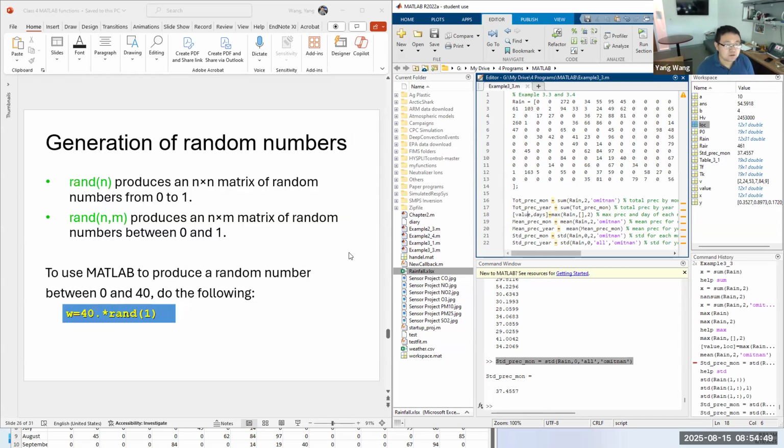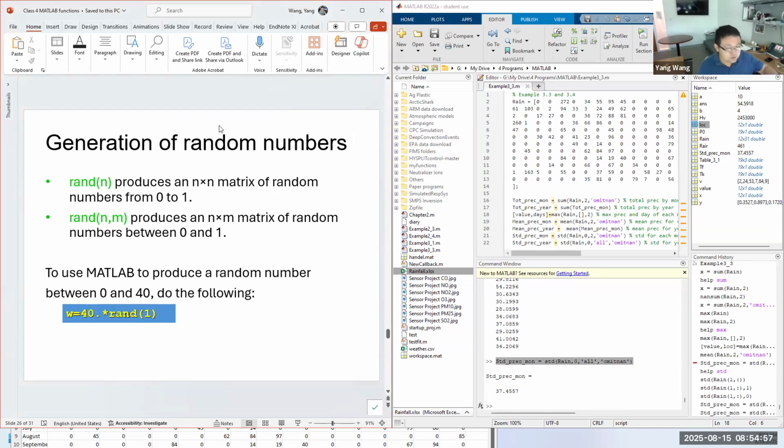Okay, so you can achieve all of these calculations by just using the default functions. Okay, so the next topic is the generation of random numbers. You may wonder why random numbers are so important in our applications. Random numbers are used a lot in signal processing, and it's basically a random process, right? So in our applications, there can be random processes involved.